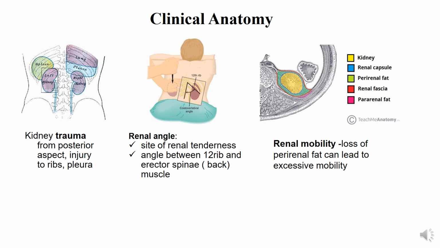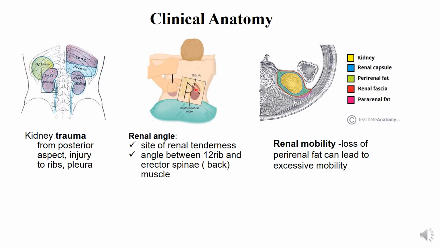Some points about clinical anatomy of the kidney. If the kidney is traumatized, or if we have kidney trauma from the posterior aspect, it is most likely that injury to the ribs and pleura will happen. And also vice versa, if we have injury to the 11th and 12th ribs, we have to make sure that the kidney is not affected, because most likely the kidney will be affected if there is a fracture of the 11th and 12th rib.